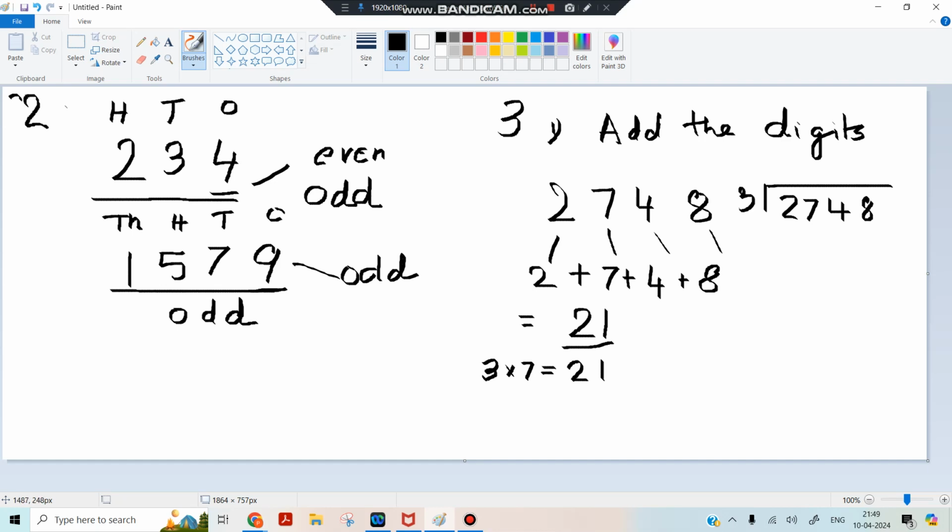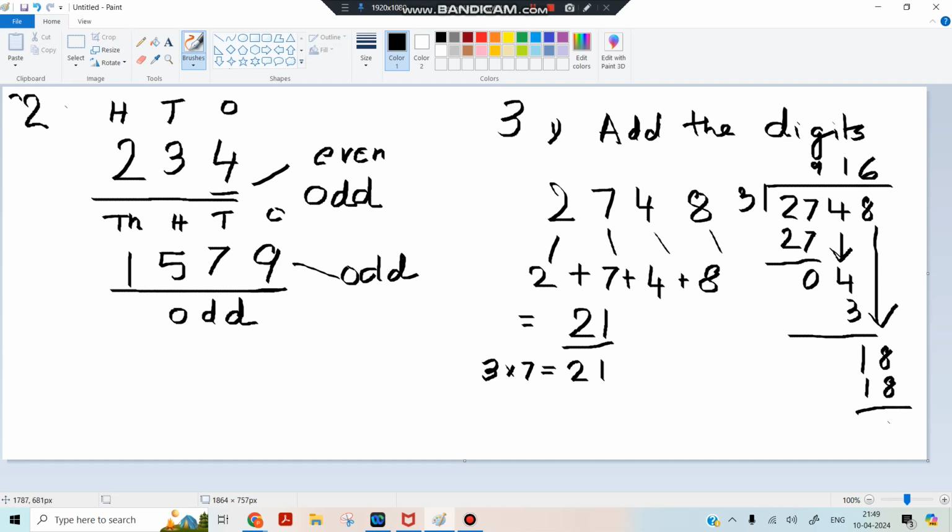So I divide by 3. 3 nines are 27. You can do it along with me. Remainder 0. 4 comes down. 3 ones are 3. Remainder 1. 8 comes down. 3 sixes are 18. So this number is divisible by 3.